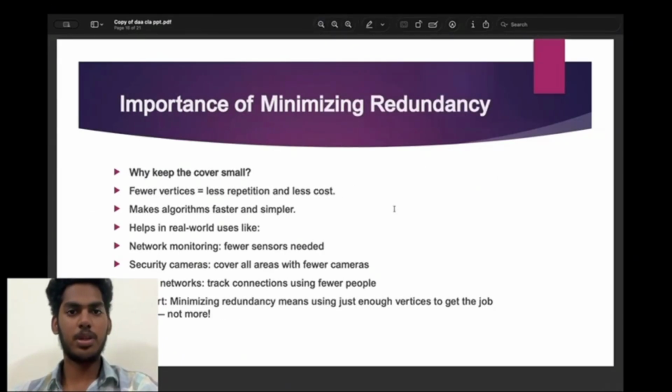The importance of minimizing redundancy: we keep the cover small, fewer vertices, less repetition, and less cost. It makes algorithms faster and simpler. It helps in real world uses like network monitoring, where fewer sensors are needed. Security cameras cover all areas with fewer cameras. Social networks track connections using fewer people. In short, minimizing redundancy means using just the vertices needed.